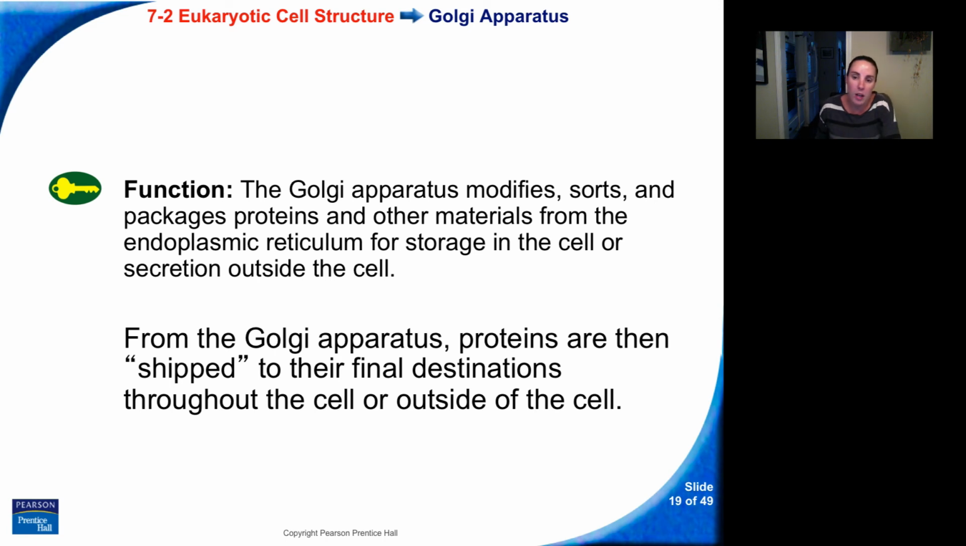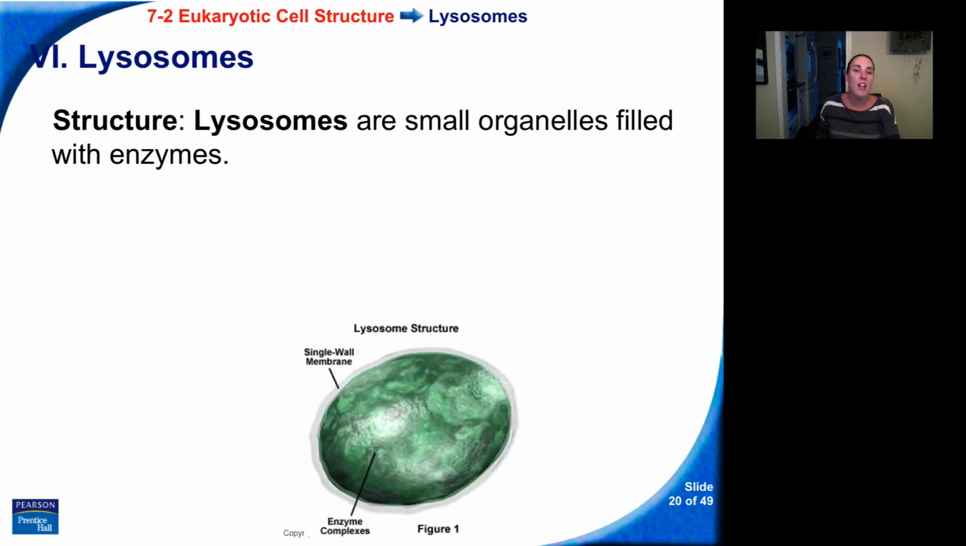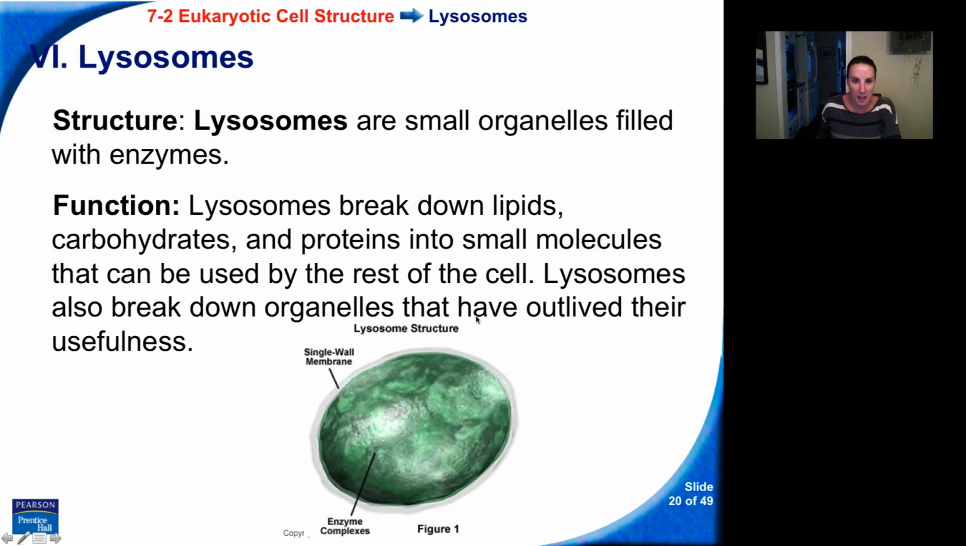From the Golgi apparatus, proteins are then shipped to their final destinations throughout the cell or outside of the cell. Lysosomes are another structure. They're small organelles filled with enzymes. They're the cleanup organelle. They break down lipids, carbs, proteins, and smaller molecules that can be used by the cell. And they also break down organelles that have outlived their usefulness.